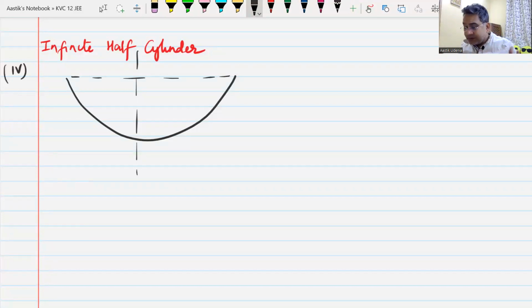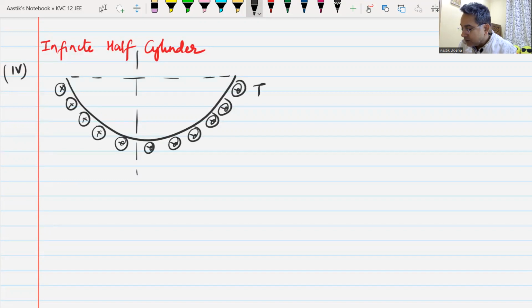Then, sir, this one. This is an infinite half cylinder. So I've cut the upper half completely. Do we understand what I've done? And then this carries current going in the inward direction. Do you understand infinite half cylinder? Yes, sir. Let us say that the total current is I. What is the magnetic field at the point O?